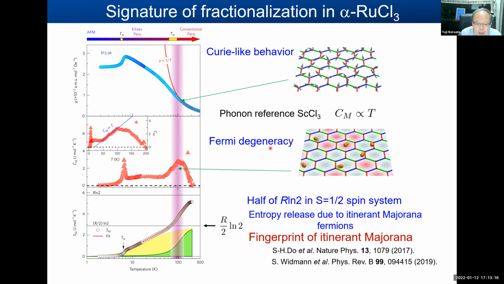And just below the Kitaev temperature, the entropy becomes nearly half of the R log 2 of a spin one-half system. This has been discussed in terms of the entropy release due to itinerant Majorana fermions. So these are the fingerprints of the itinerant Majorana fermions.